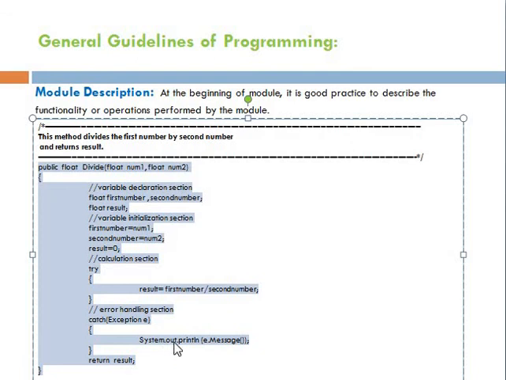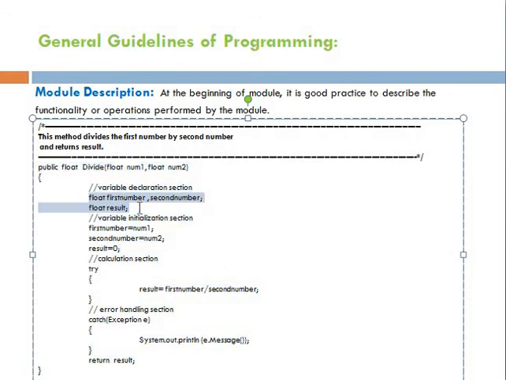Now this was the same piece of Java code, with the method name divide having the return type float. This part denotes the variable declaration section. This part denotes the variable initialization section. This part denotes the calculation section. And this part denotes the error handling section, where the error gets handled by executing this statement inside this catch block.